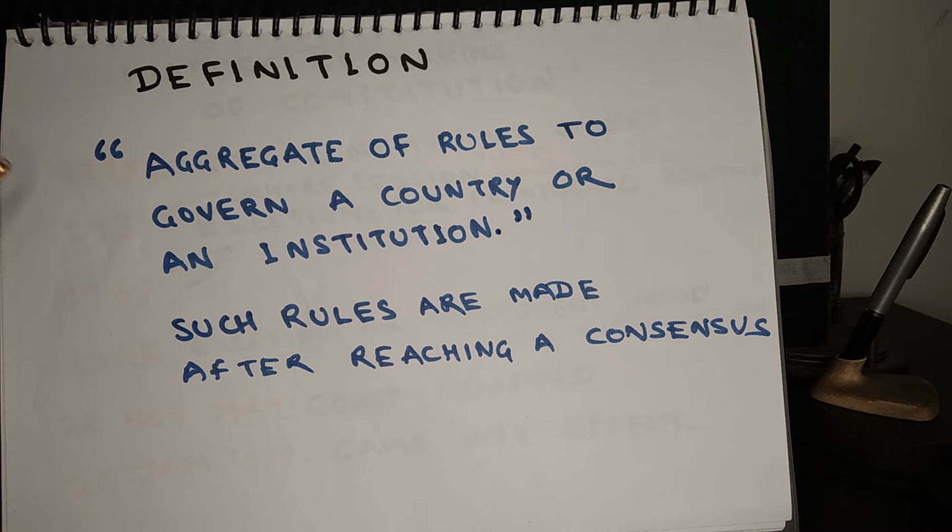The definition says that the aggregate of rules to govern a country or an institution is called Constitution. It is important to remember that such rules are made after reaching a consensus, because otherwise it will be quite difficult or almost impossible to implement those rules.